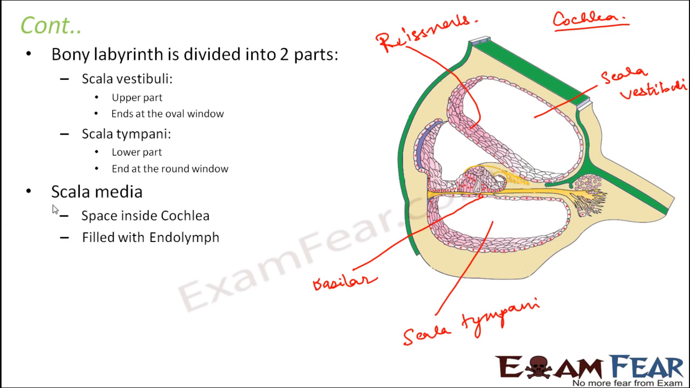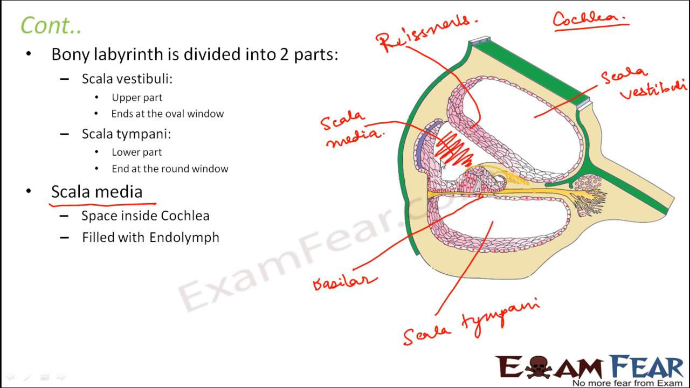Now other than this, there is another region called the scala media, which is the space inside the cochlea. So where is scala media? So this space inside the cochlea is known as the scala media. So this region is scala media, right? And this region is filled with endolymph. So endolymph is present here. So this is the inside portion.